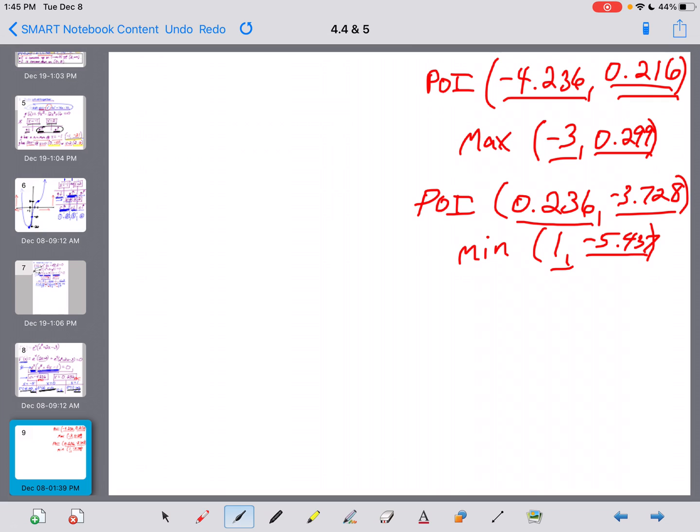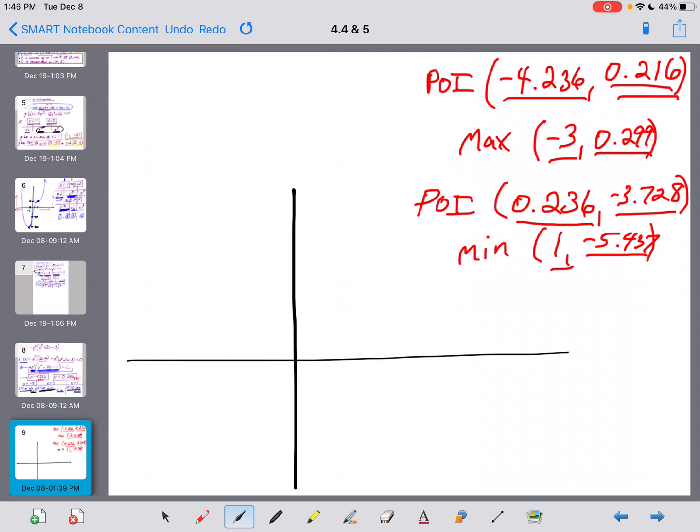Okay, so we now need to plot these 4 points of interest, everybody. And what's going on? Looks like my lowest x value is negative 4.236. So what I'm going to do is call this value here negative 5, and then just kind of go negative 4, negative 3, negative 2, negative 1, and positive 1. That's really as far as we need to go to the right.